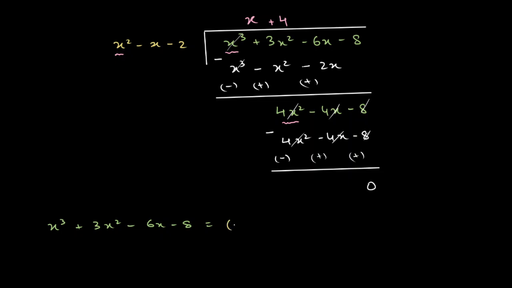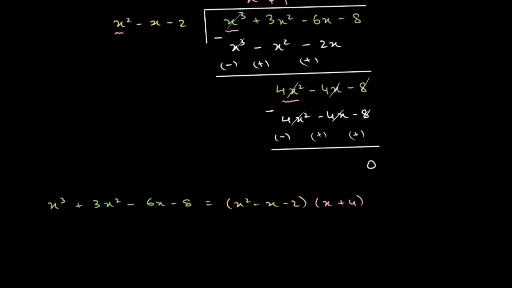my divisor, which is x squared minus x minus 2, into my quotient, which is x plus 4. And if I had to completely factorize it, don't forget the quadratic polynomial, for which we've already found the factors, x minus 2 and x plus 1, and then x plus 4. So these are my three factors for my given polynomial f of x, x cubed plus 3x squared minus 6x minus 8.